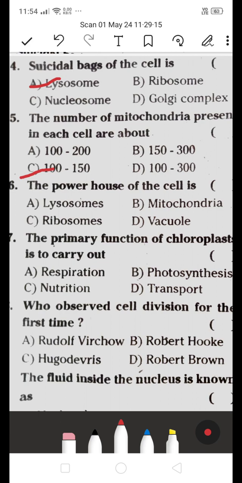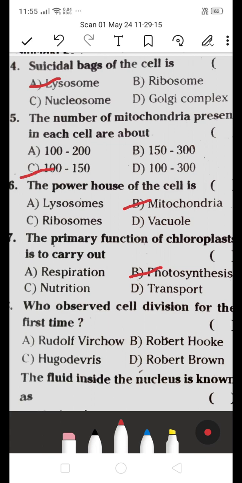Next, the powerhouse of the cell, is it A, lysosome, B, mitochondria, C, ribosome, D, vacuole? Which is the right answer? The powerhouse of the cell is the mitochondria. Mitochondria is the right answer. Next, the primary function of the chloroplast is to carry out A, respiration, B, photosynthesis, C, nutrition, D, transport? The primary function of chloroplast is to carry out photosynthesis. This is the right answer.